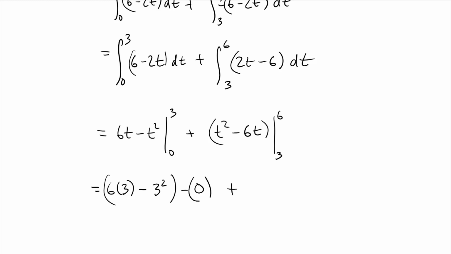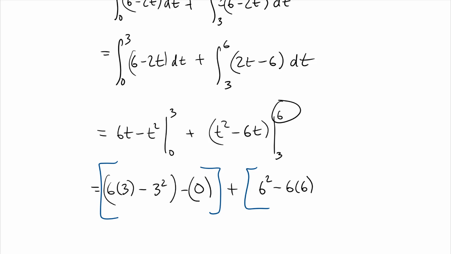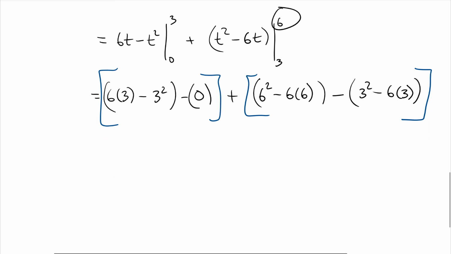So there was our first part, okay? That was our first one. Now we're going to add it to our next piece. So now we're going to get 6 squared, our upper bound, minus 6 times 6. And now we have to subtract out 3 squared minus 6 times 3. All right, let's see what we're going to end up with.